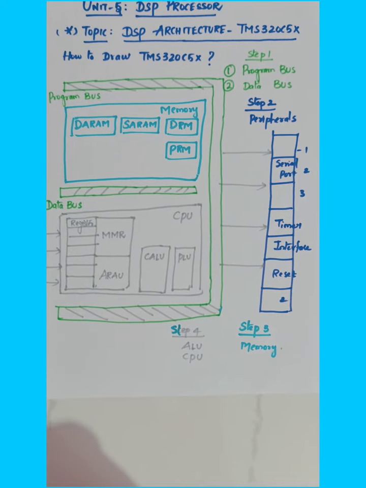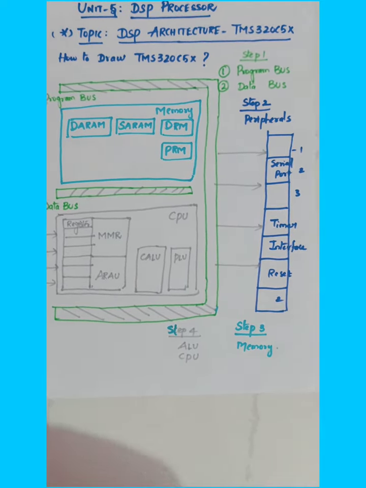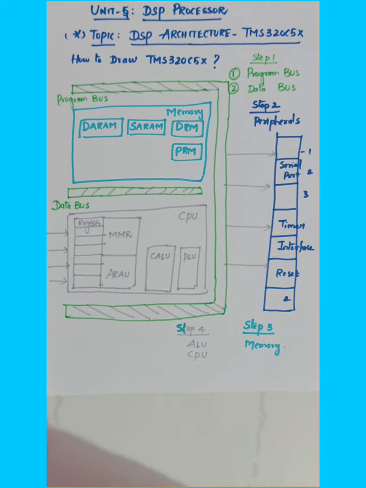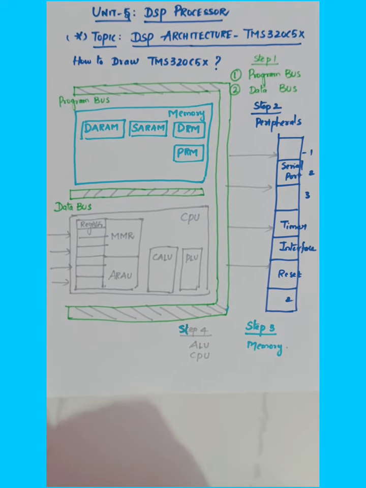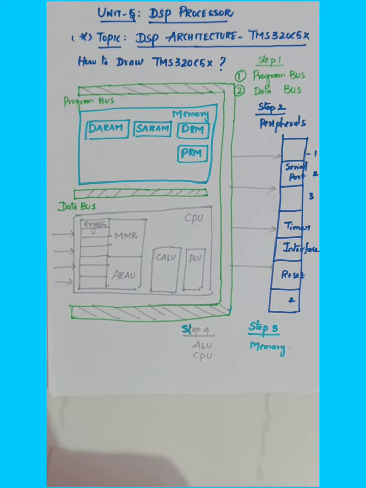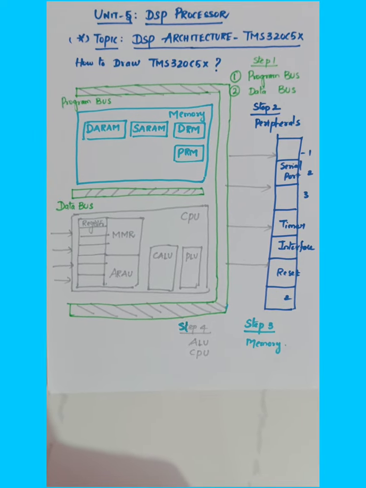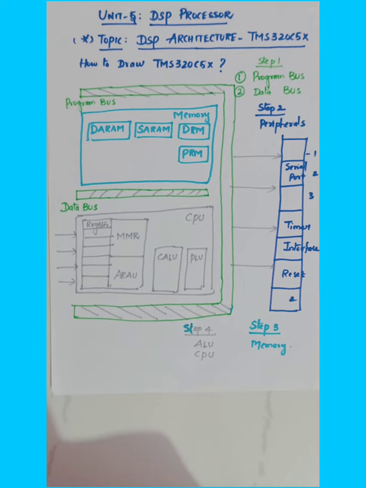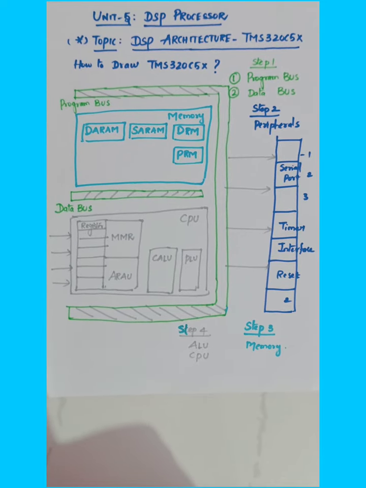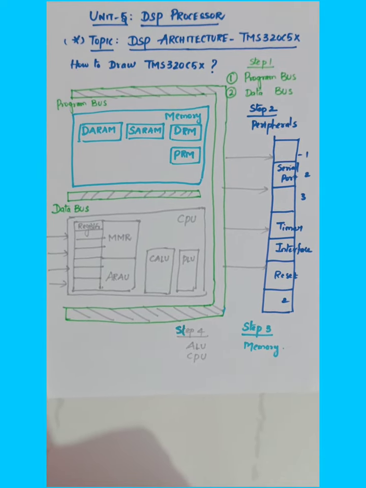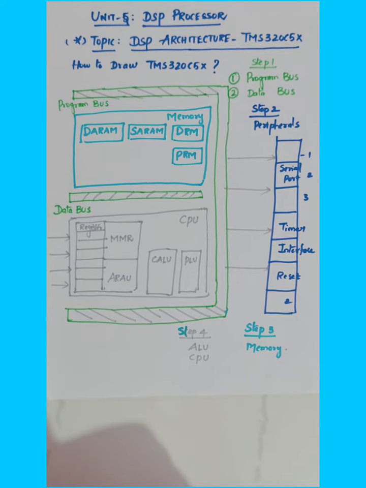Take step number 1. You have to draw the program bus and data bus. In all the architecture diagrams, we have the bus sectors. The bus sectors are totally 3 here: program address bus, data address bus, and program data bus. Here one is the green color sketch I mentioned: program bus, data bus, program data bus. They will be interconnected.